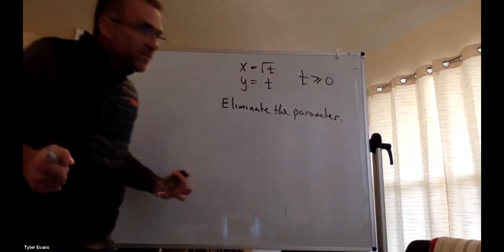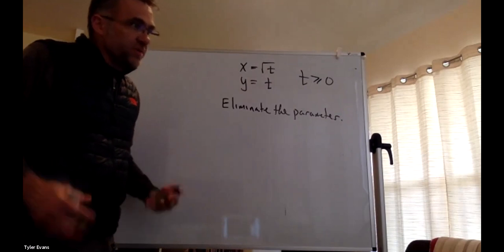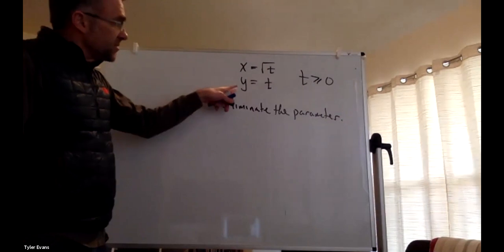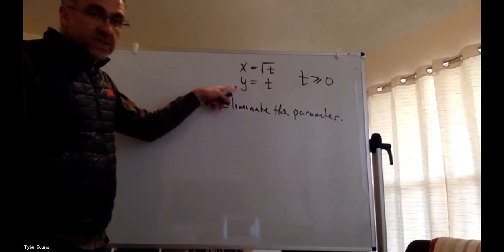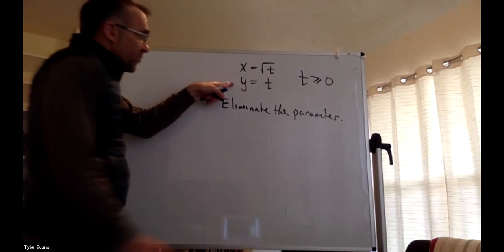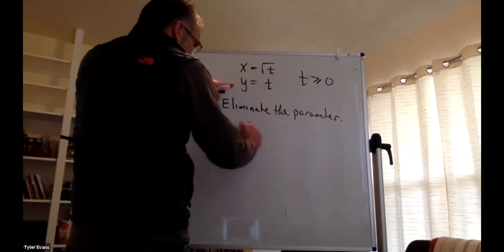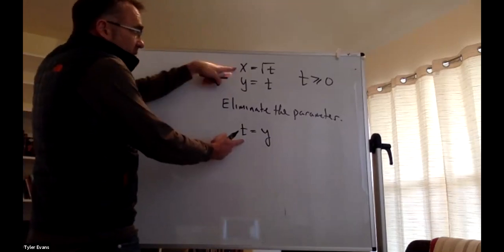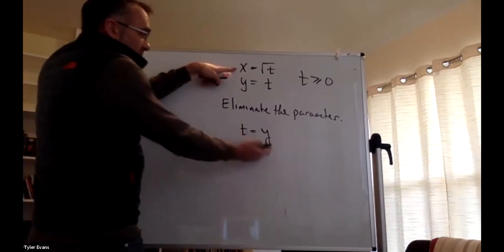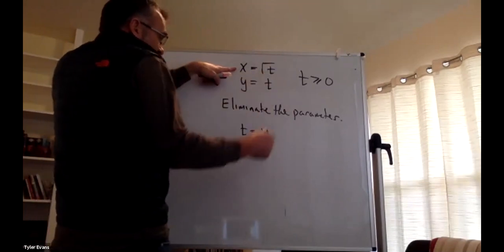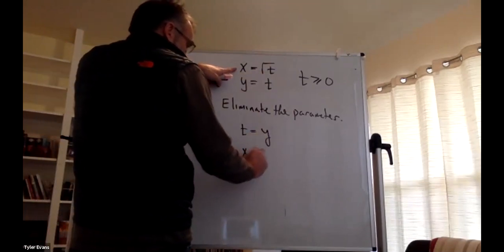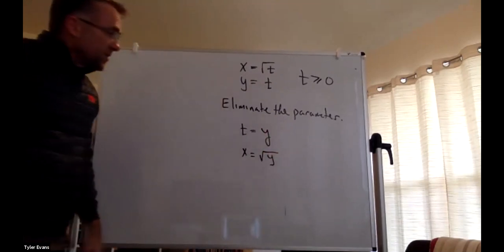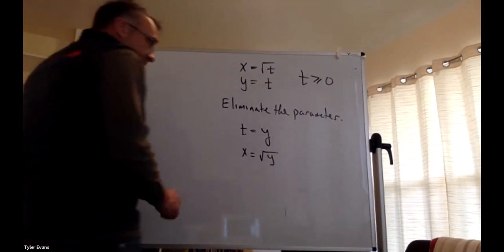Well, basically, you take one of the two equations and solve it for the parameter. Which one? It will depend on what the equations look like. Here, I think it's easier to solve the second equation for t than the first one. So t equals y. Then I take that information and replace it into the other equation. Everywhere I see a t in the other equation, here there's just one place, I put that in. t is equal to y. So if x is the square root of t, then x is the square root of y.